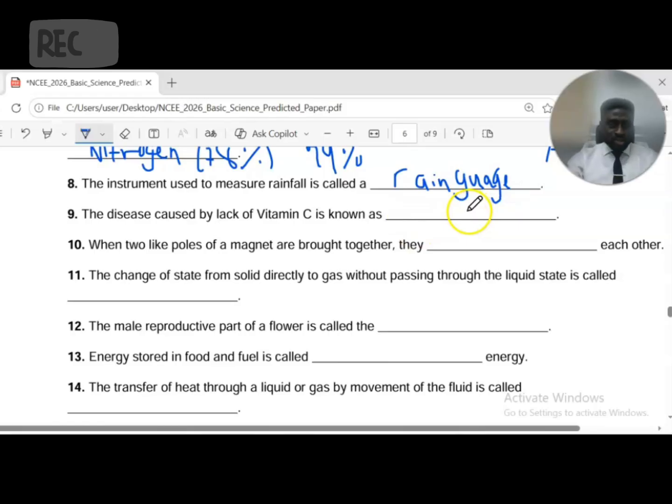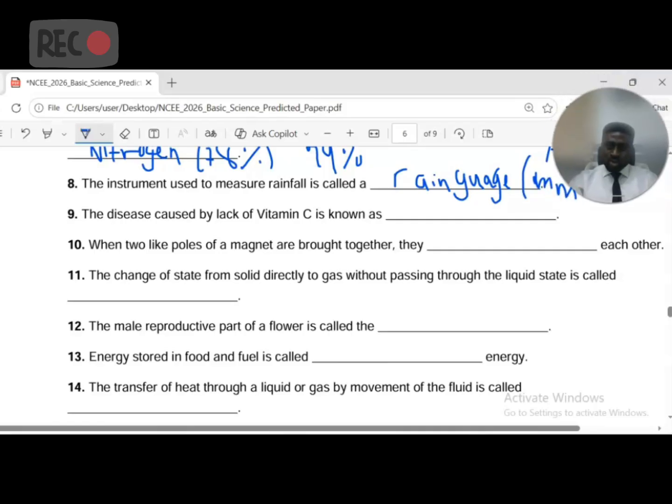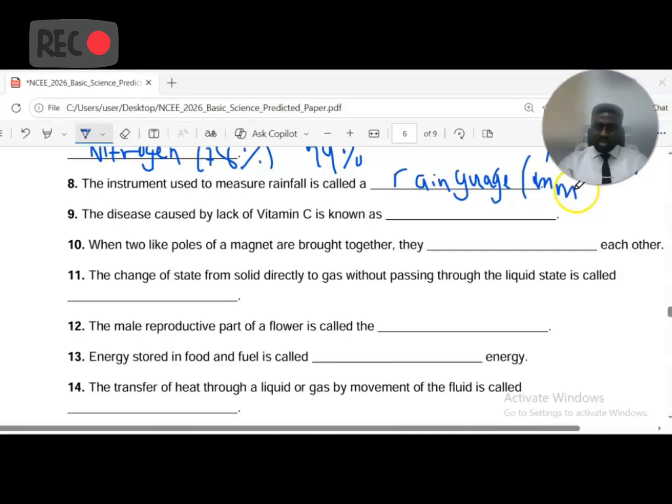Okay, that's what is used to measure rainfall. Of course, it's measured in millimeters. We measure rain in millimeters, or sometimes centimeters, depending on the unit you are going by.